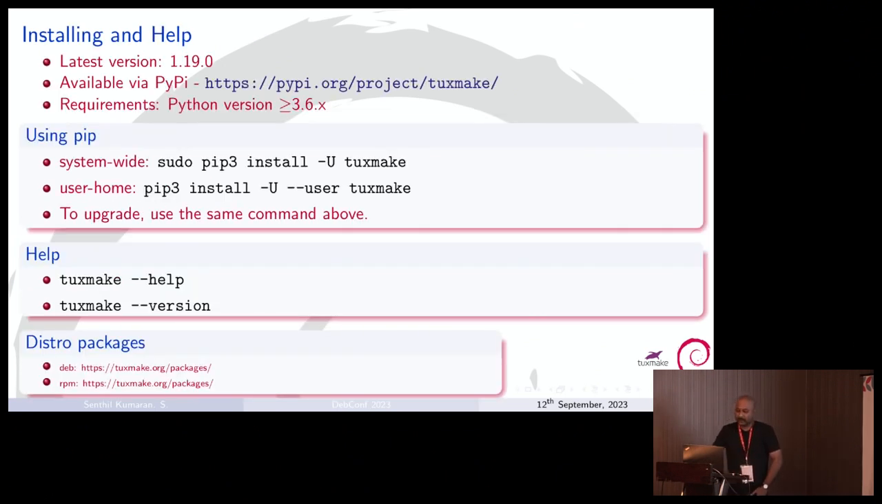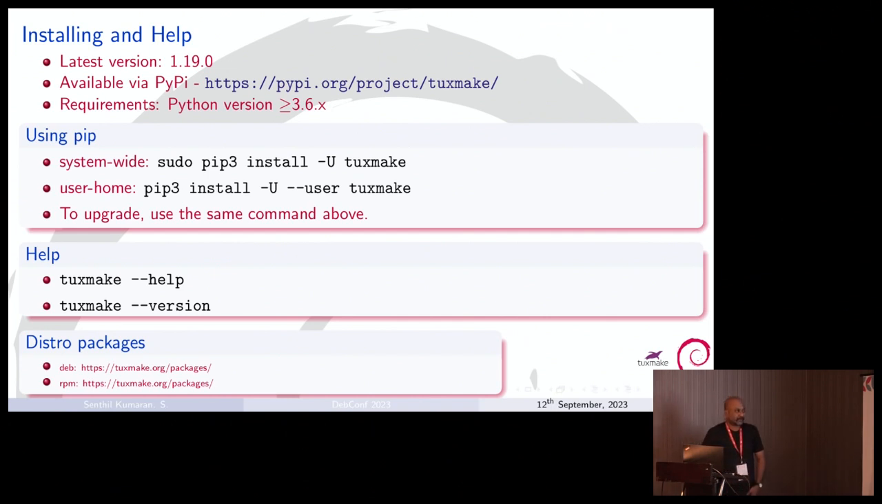So how is TuxMake available for installing? It is available on PyPI as a Python package. The latest version of TuxMake is 1.19.0, and for this talk, whatever we are doing is based on 1.19.0. There are older versions, which probably have fewer features, and the newer versions will probably have more features, but this talk specifically addresses 1.19.0 of TuxMake.